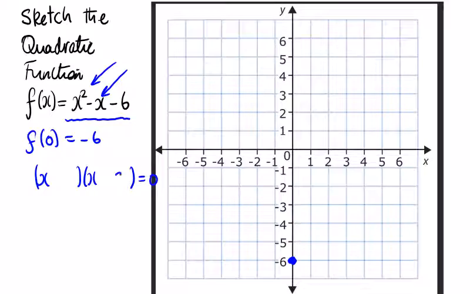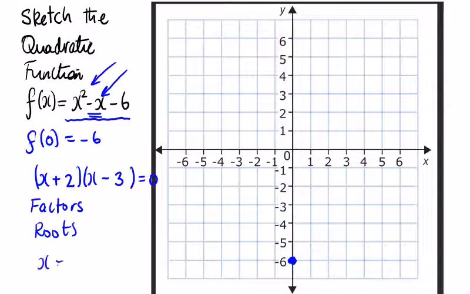We want to get a 6 and a 1 in here for my x, so a 3 and a 2. And we want a minus x, so I'm going to do minus 3x plus 2x. So these are my factors. But to sketch, we need my roots. My roots are x is equal to minus 2 and plus 3. So minus 2, plus 3, and we're asked to sketch.